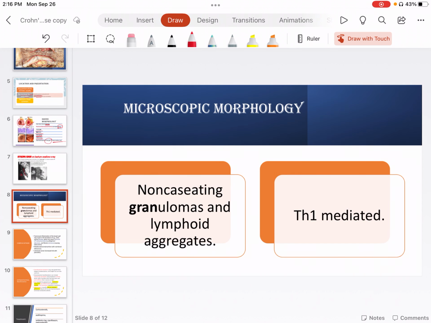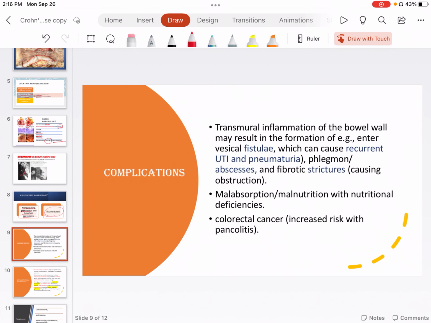In the microscopic morphology, we notice non-caseating granulomas and lymphoid aggregates. As I mentioned before, this is T helper 1 mediated inflammation. What are the complications? As I mentioned before, there is transmural inflammation of the bowel wall, which may result in formation of fistula, which can cause UTI and pneumaturia. What is pneumaturia? Pneumaturia is nothing but air bubbles in the urine.